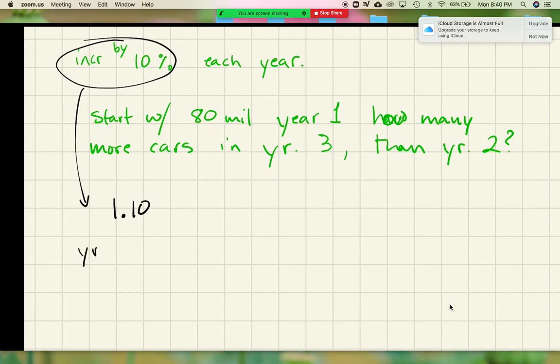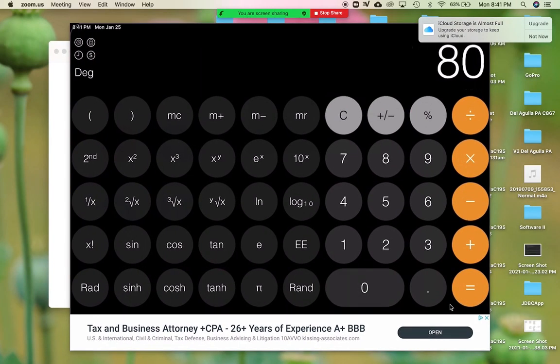So year 1, she starts with 80 million. Year 2, the way that I calculate year 2 is by multiplying by 1.10. Oh, you would multiply by 1.10. Yeah, I think so. So I'm just going to do 80 million times 1.10. So now I have 88 million.